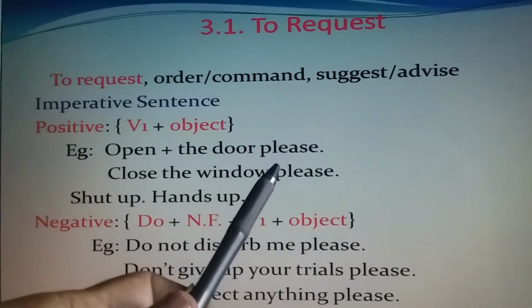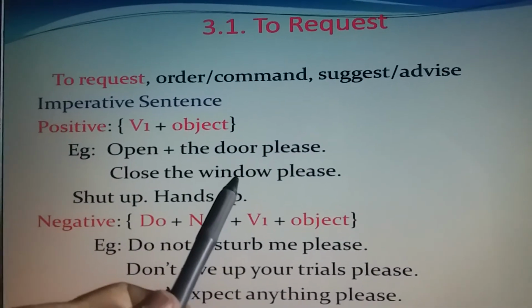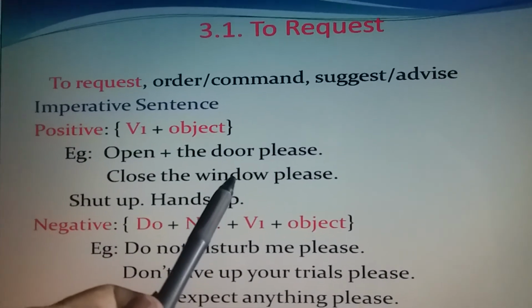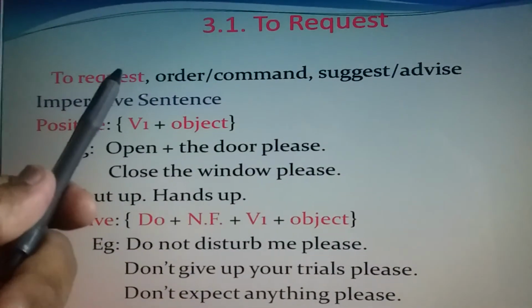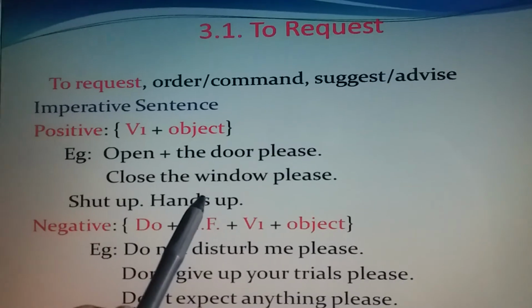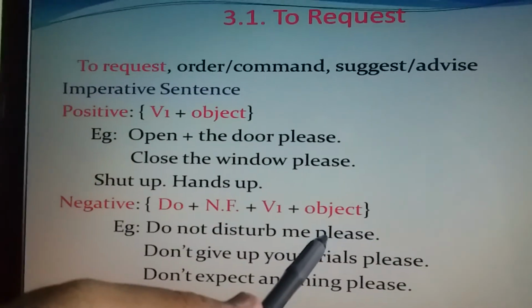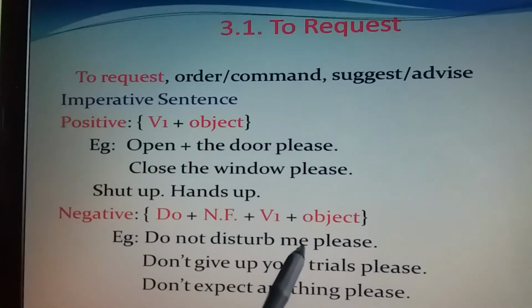Open the door, please. Please open the door. Please close the window. Then directly we will apply this imperative sentence to a request. And if it is an order, we can use shut up, hands up, something like that. If it is a negative sentence, don't disturb me please. Please do not disturb me.